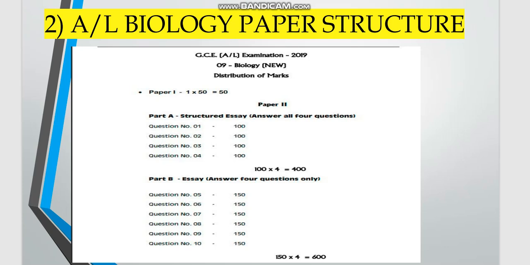So if they ask for 2 examples, just write only 2. Just be precise when you are answering the structured paper. That's very, very important, because it consists of 400 marks in your final, paper 2 out of 1000.